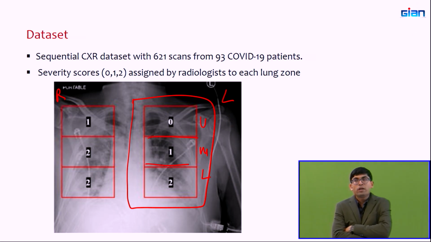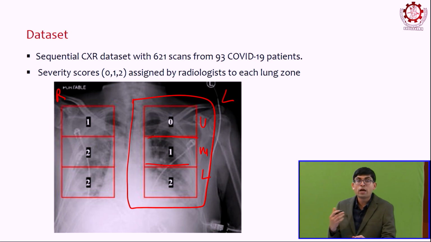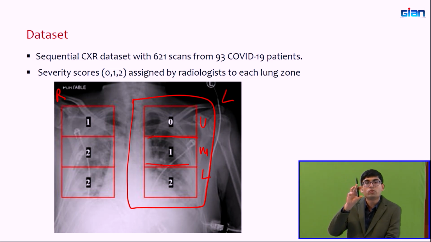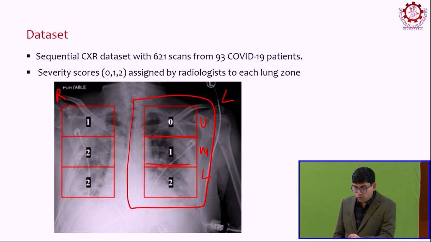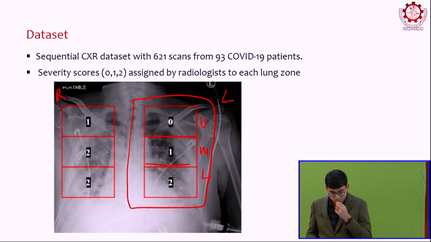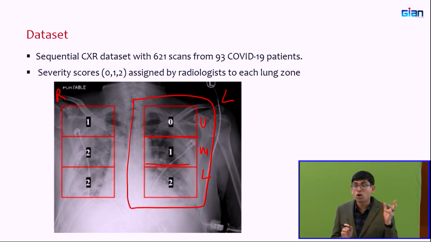We worked with our collaborating radiologists. We asked them to look at the severity of the COVID infiltrates, and they gave a rating of 0, 1, or 2. 0 stands for no infiltrates, 1 stands for medium infiltrates, and 2 stands for heavy infiltrates. By infiltrates, I mean you see a lot of COVID patterns, basically the disease getting lodged in that part of the lung. In this example, you have 0, 1, 2 on the left and 1, 2, 2 on the right. And we asked them to do this for each of the 620-odd scans that we had.